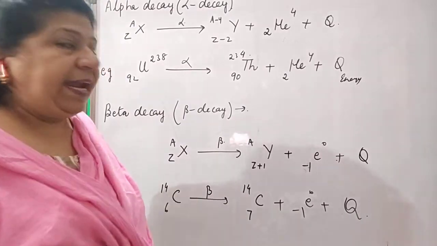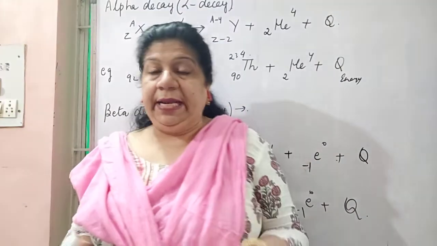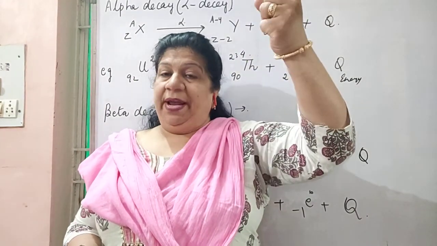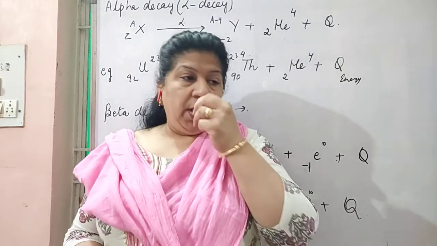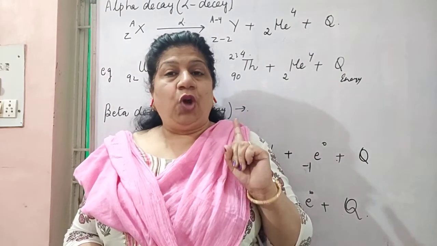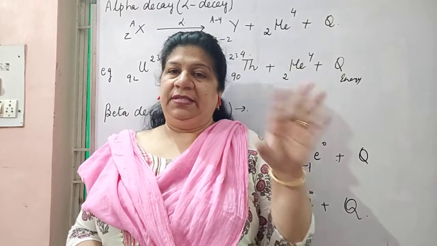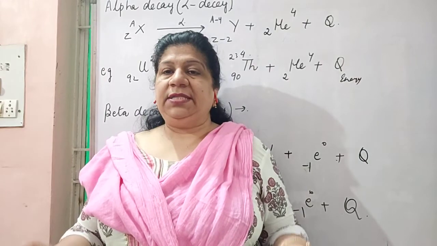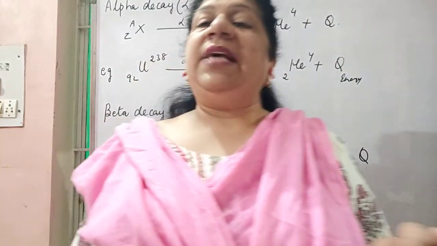So again I will repeat that whenever an alpha particle or a helium particle is being emitted from the nucleus, the mass number, the one above, will decrease by 4, and the atomic number will decrease by 2. Whenever a beta particle is leaving the nucleus, the atomic number increases by 1 and the mass number remains the same. When we are talking about the gamma particle, no change occurs in the present state or the first state of the atom. It remains as such.